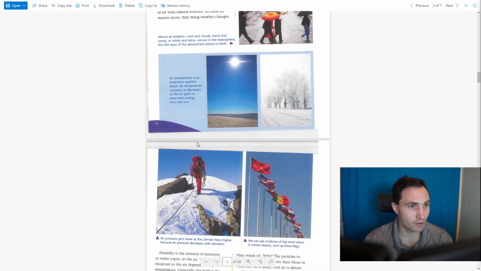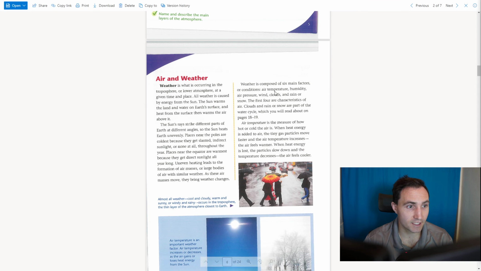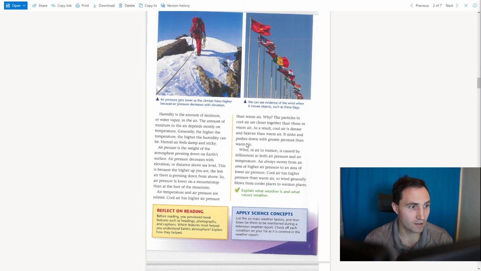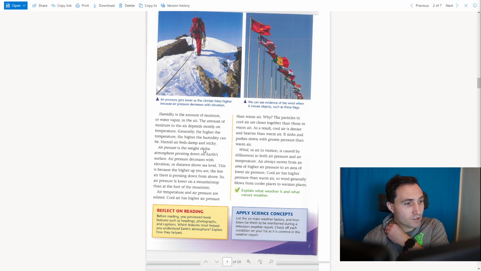Okay, so we're continuing to learn about the 6 main factors of weather. Humidity. We don't have a lot of humidity here in New Mexico. Back in Virginia on the East Coast, there was a lot of humidity. Humidity is the amount of moisture or water vapor in the air. The amount of moisture in the air depends mostly on temperature. Generally, the higher the temperature, the higher the humidity can be. Humid air feels damp and sticky.